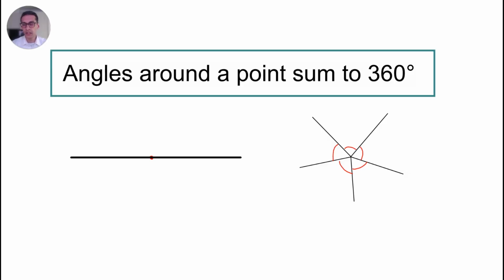So as we continue looking at angles, the next rule we need to know is angles around a point sum to 360. We're going to look at this in a bit more detail about questions where you may, for example, need to make equations and you may need to solve those equations.